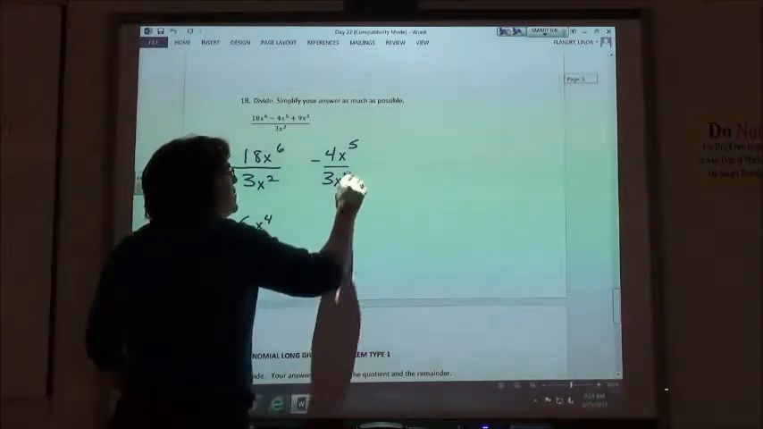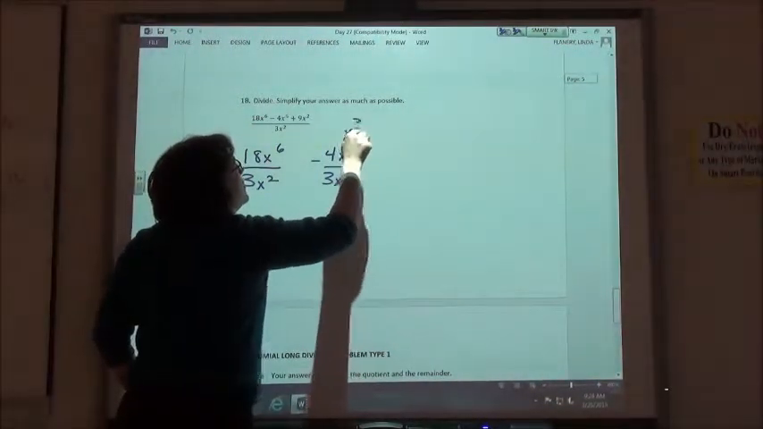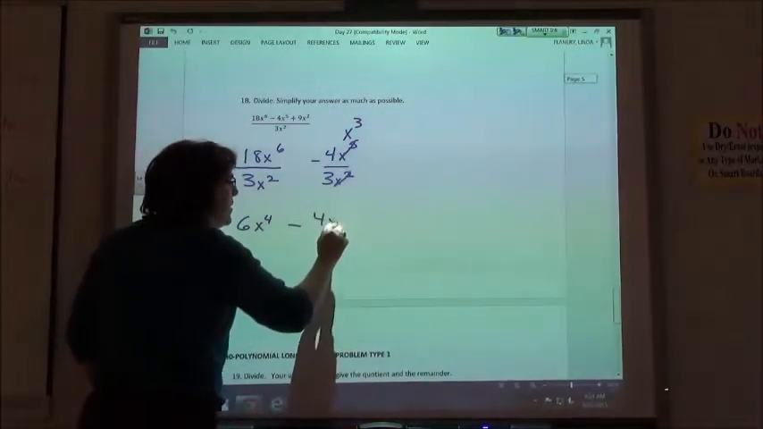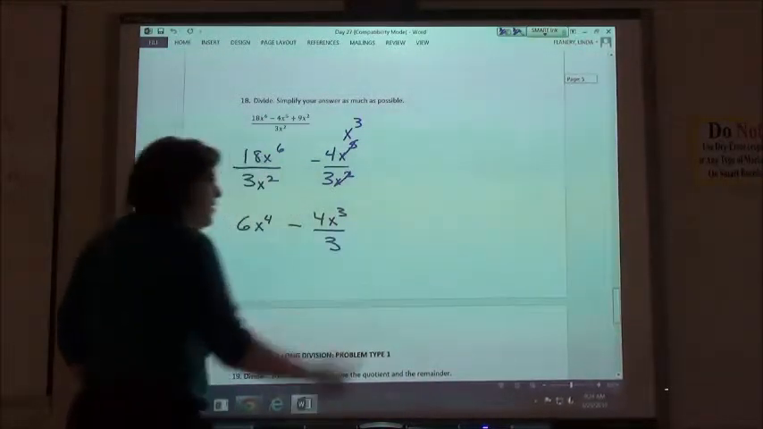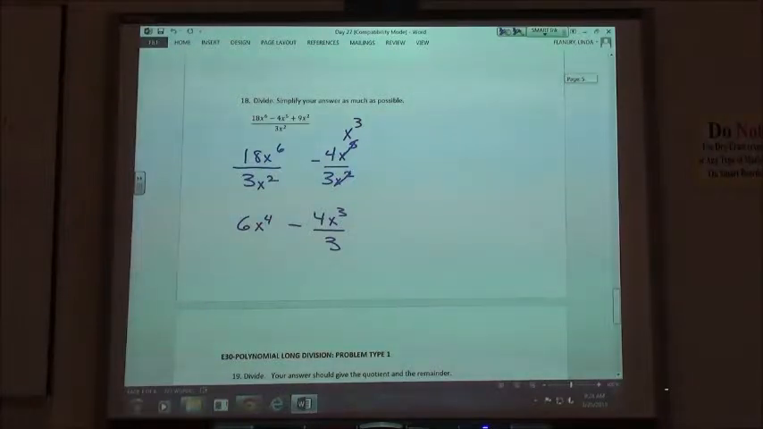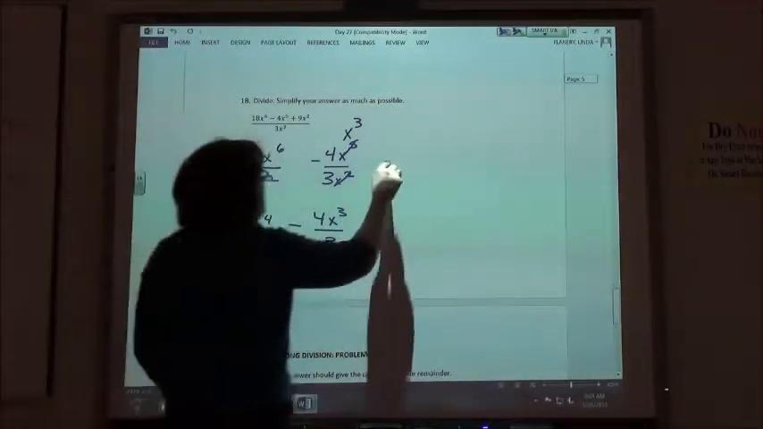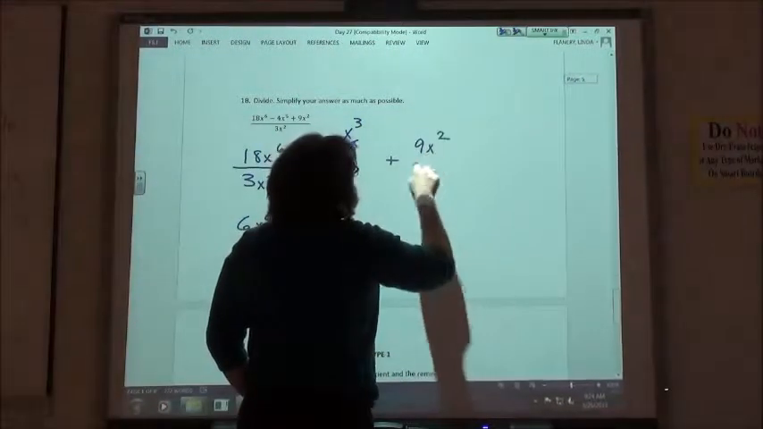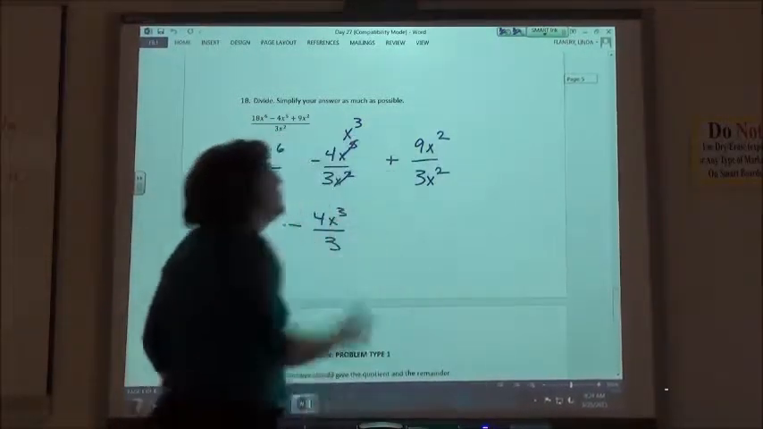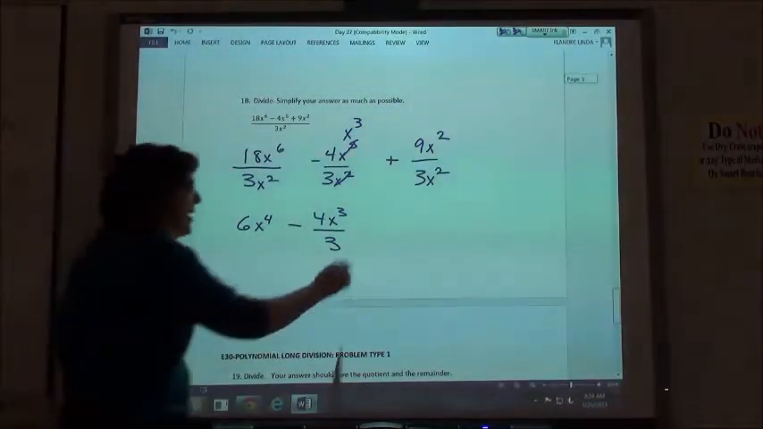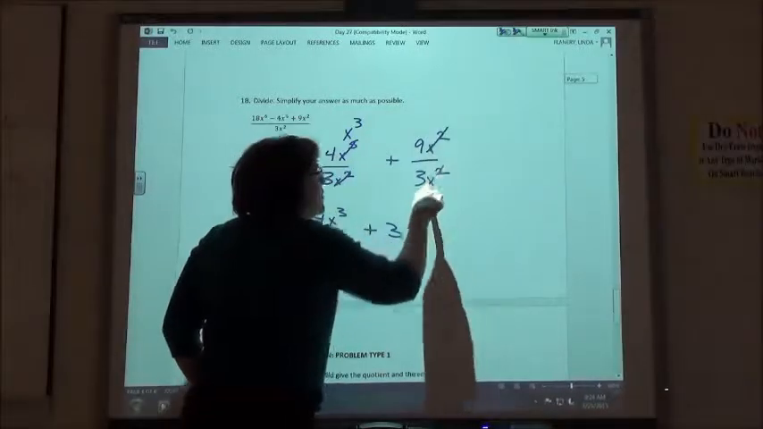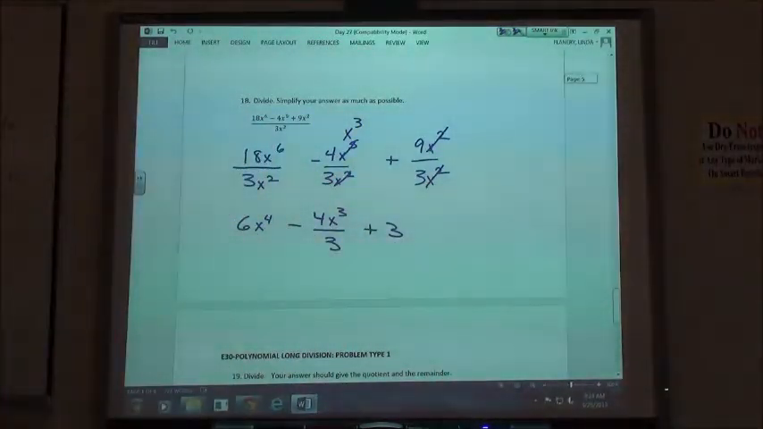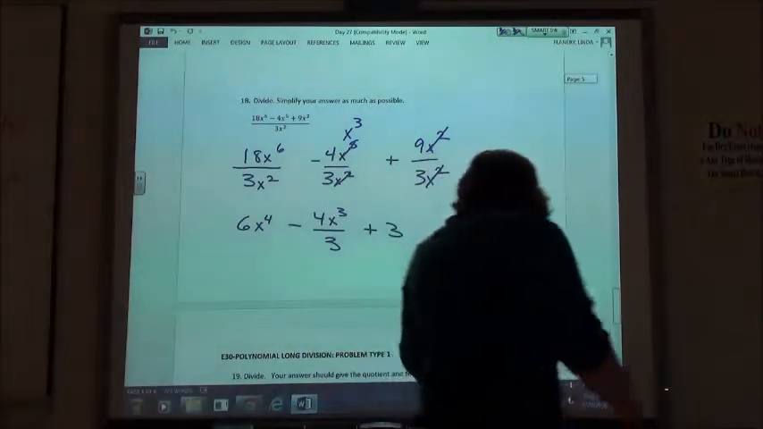So this is going to be x to the 3rd, so I'm going to have minus 4x to the 3rd over 3 then. And then we have plus 9x squared divided by 3x squared, which would give me just a 3. The x squareds are going to cancel out, so I just get the 3. So sometimes you're going to have those crazy looking fractions in there because we can't simplify it all the way.